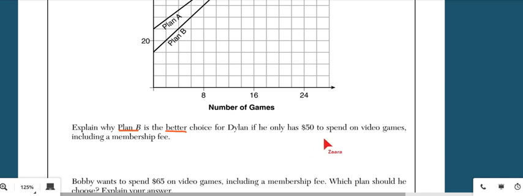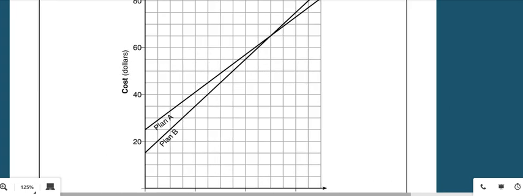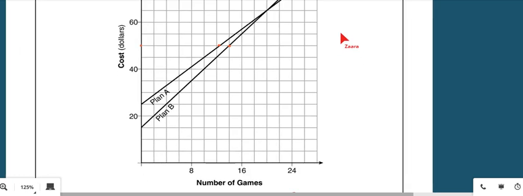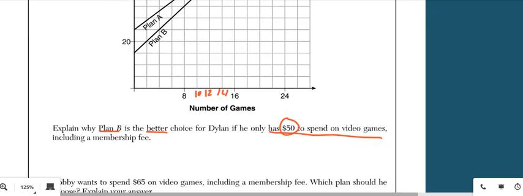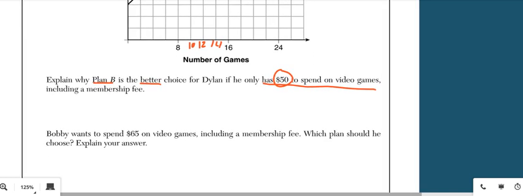for him if he only has $50 to spend on the video games. Okay, so how much does he have? He has $50 to spend. Now from the graph we see this is 40 and this is 60, so right in the middle it's 50. If I join this with these curves, I will get that he has 8 and 16. So this is 10, this is 12, this is 14. So I think he can play two more games. Okay, so that's why Plan B is the better choice.